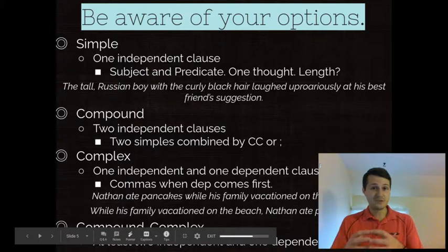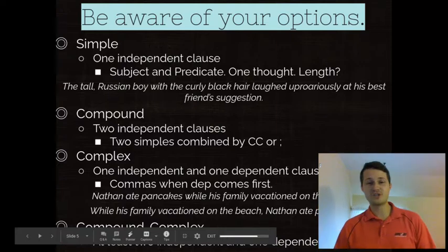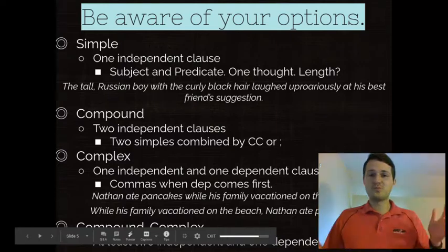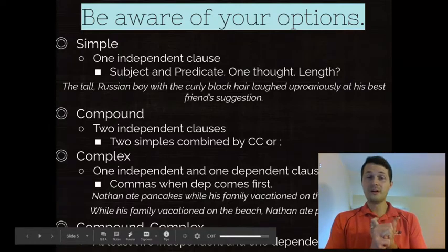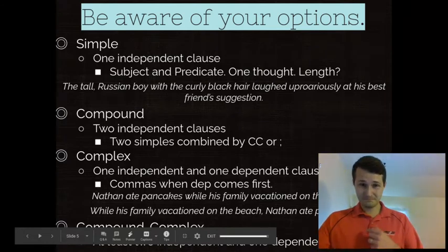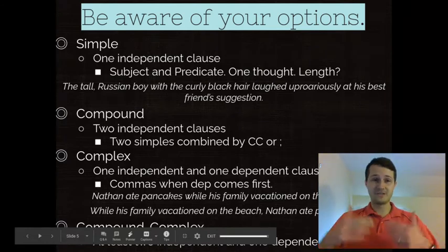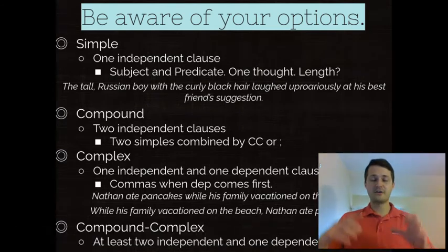That doesn't mean it's short. Like this example I have here: a tall Russian boy with curly black hair laughed uproariously at his best friend's suggestion. That's long, but it's really just one simple thought because you have one subject, the boy, doing one thing, laughing. Everything else is a description of one of those two things. Tall Russian with curly black hair describes the boy. Uproariously at his best friend's suggestion describes how he's laughing. So really that just says boy laughed, right? Simple sentence, lots of modifiers, one complete thought.